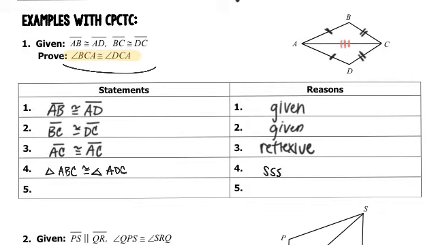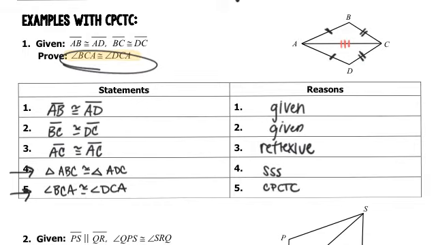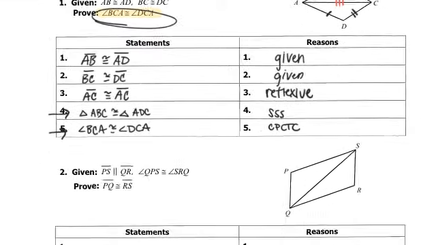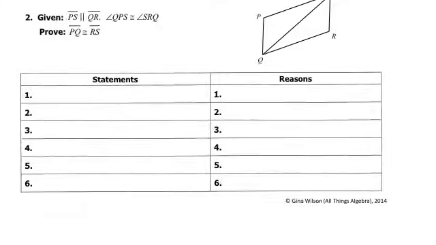And my proof here is what I end with. Angle BCA is congruent to angle DCA. And my reason is just CPCTC. So all I'm doing is adding one piece, okay? And instead of this being last, CPCTC is last, and we can prove that an angle or a side is congruent, okay? All right, so here we go.